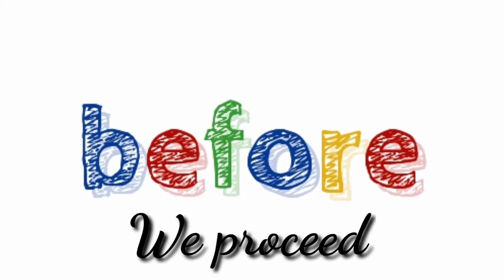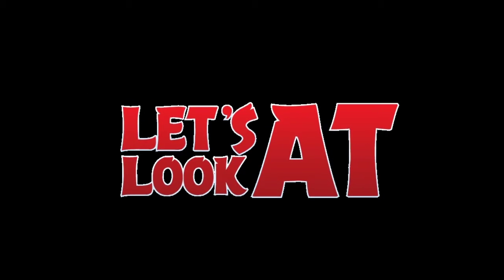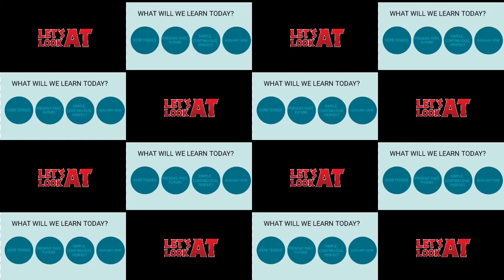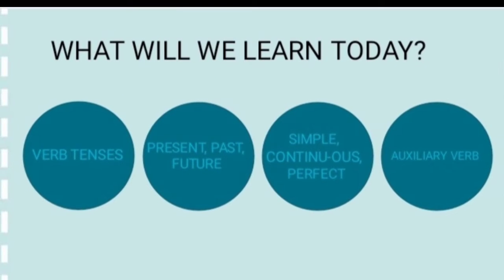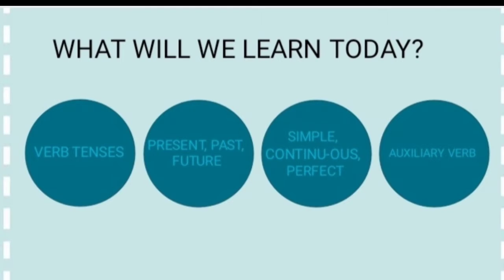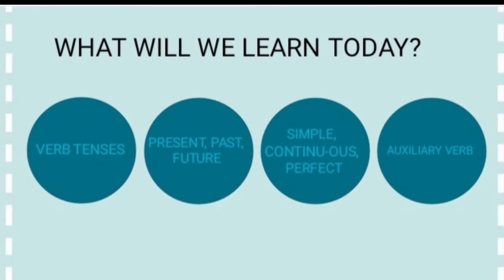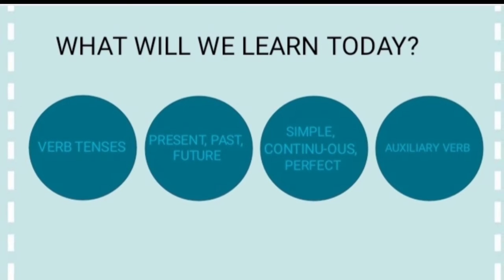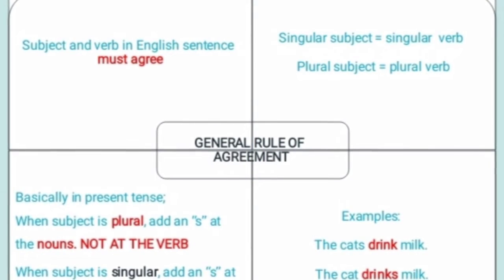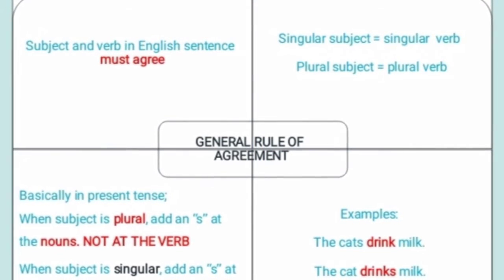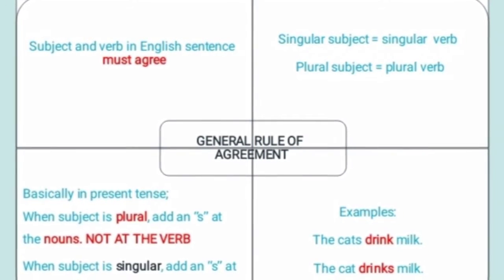Before we proceed for the agreement lesson, let's look at what we will learn today. So there are verb tenses, which include the present, past and future tenses, and also simple, continuous and perfect tenses. And lastly, we will learn about the auxiliary verb. Let us take a look at the general rules of agreement.